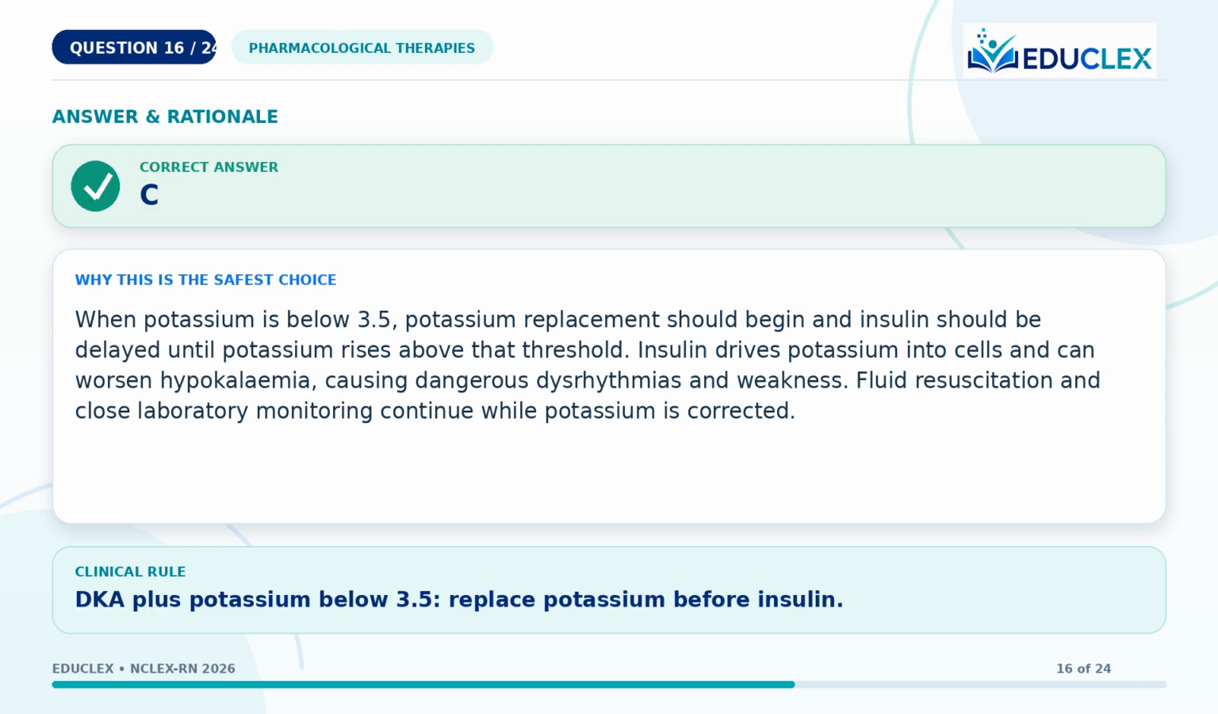The correct answer is C. When potassium is below 3.5, potassium replacement should begin and insulin should be delayed until potassium rises above that threshold. Insulin drives potassium into cells and can worsen hypokalemia, causing dangerous dysrhythmias and weakness. Fluid resuscitation and close laboratory monitoring continue while potassium is corrected.